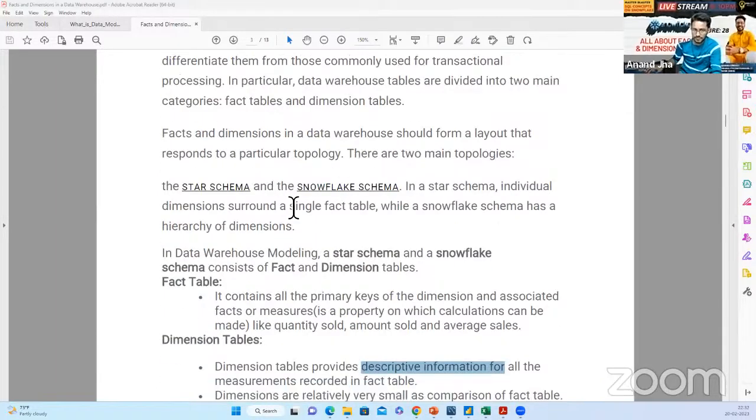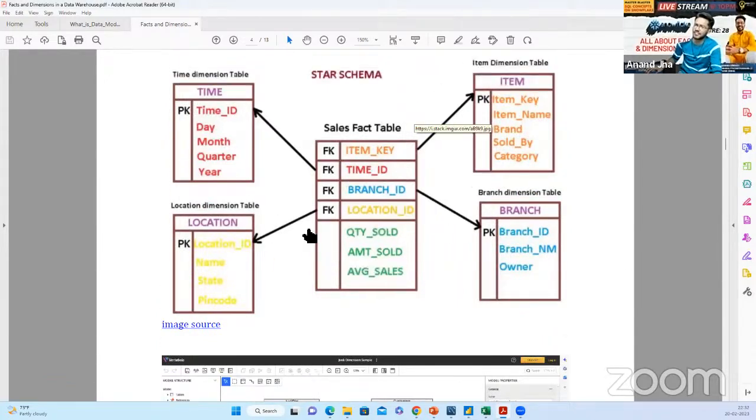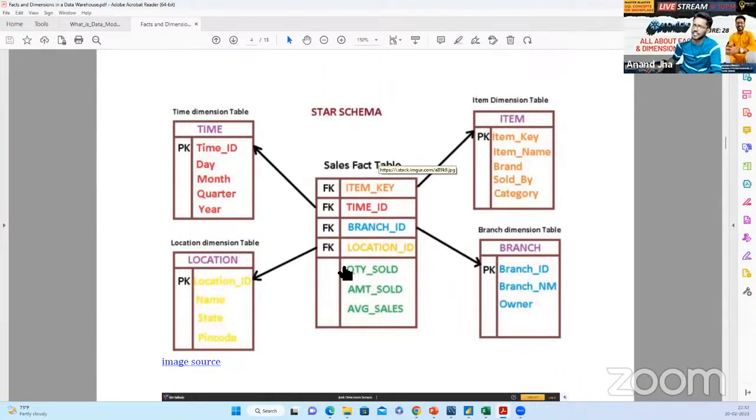Okay. Single fact table. We are discussing a star schema, like a star projection. A star schema will have a single fact table. Here we see a single sales fact table, and it maps to item using item key, to time using time ID, to location using location ID, and to branch using branch ID. These are all the foreign keys. I'll share this file on GitHub.